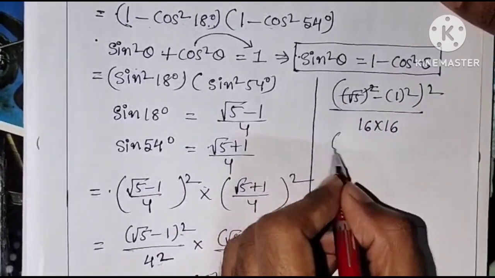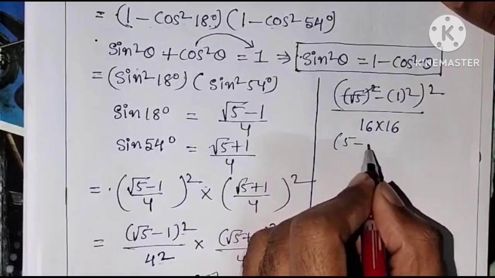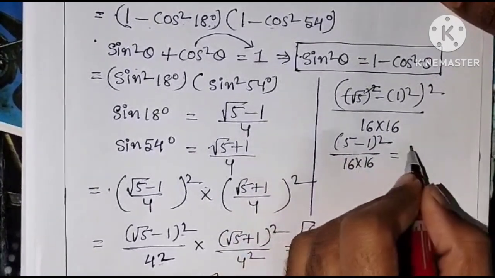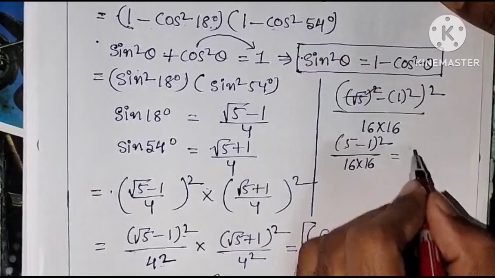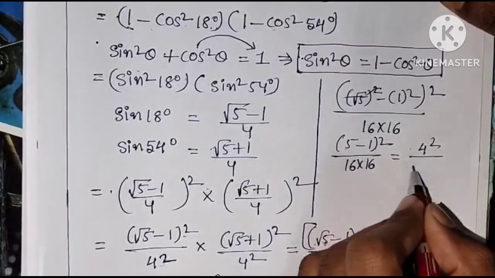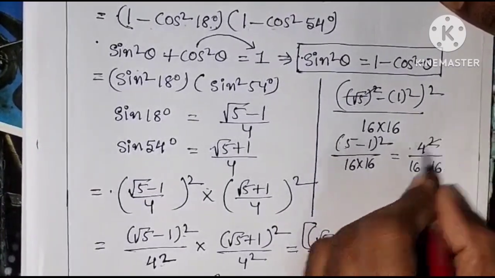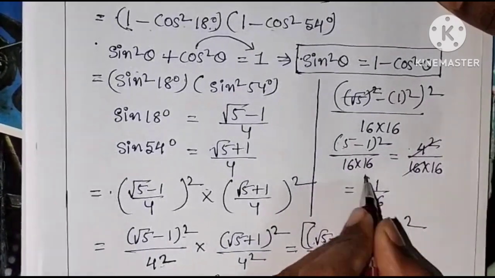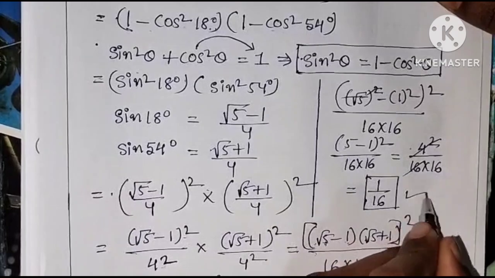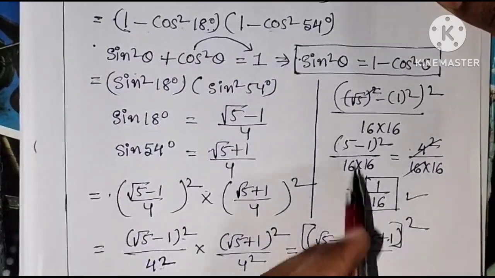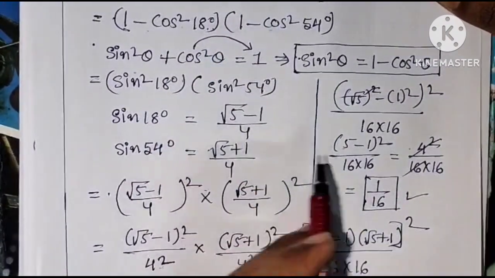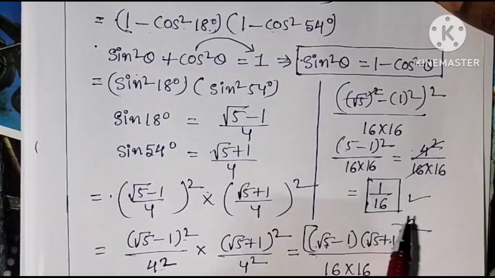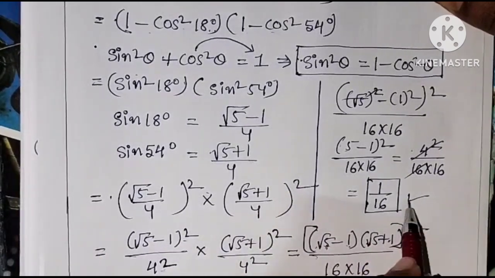Square root cancels. 5 minus 1 whole square by 16 into 16. 5 minus 1 how much? 4. So 4 square by 16 into 16. 4 square means 16, this 16 cancels. So the answer is 1 by 16. So LHS equals RHS. So the value of 1 plus cos pi by 10, 1 plus cos 3 pi by 10, 1 plus cos 7 pi by 10 and 1 plus cos 9 pi by 10 is equal to 1 by 16.